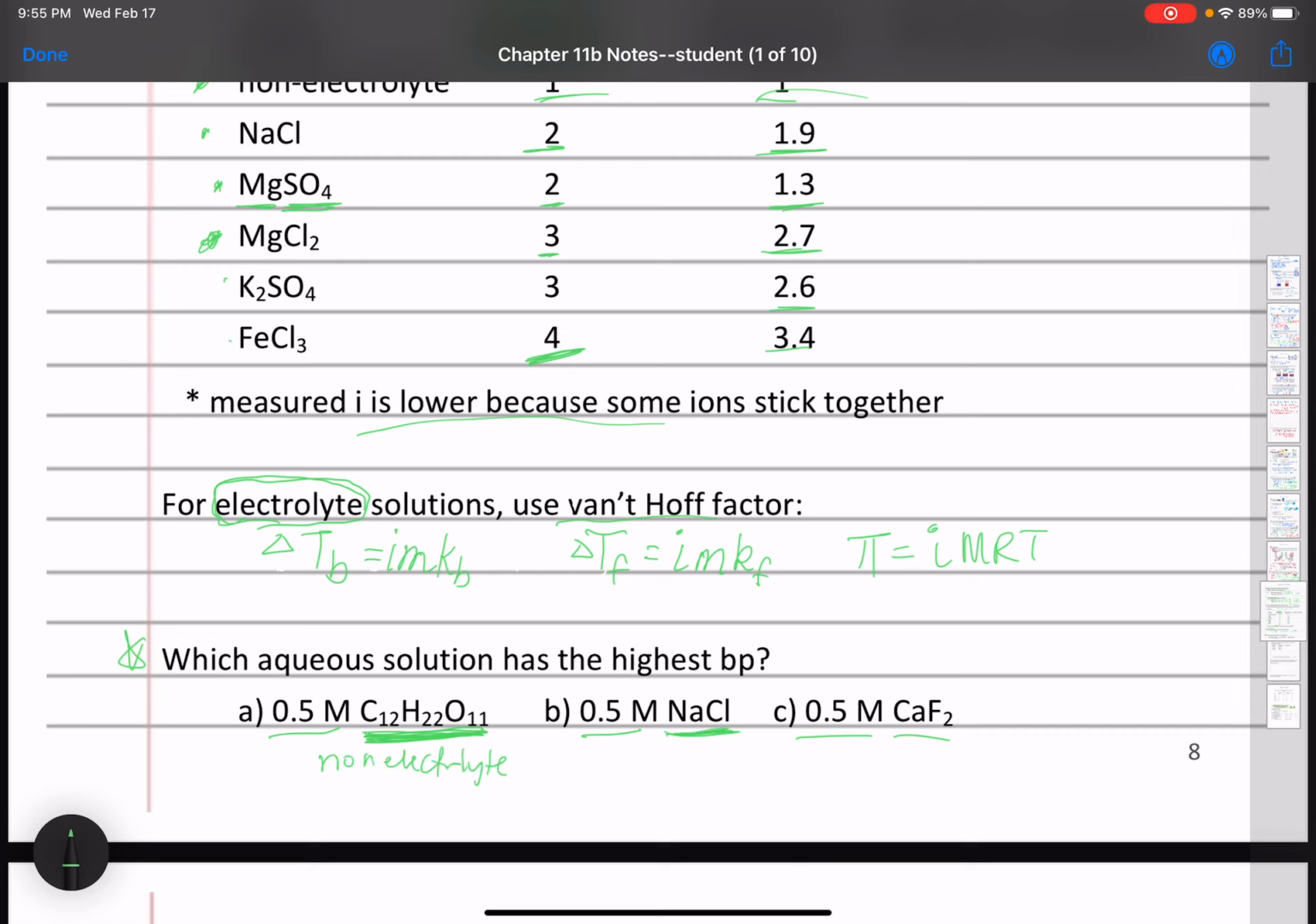This one is an ionic compound, and so is this one. Sodium chloride will dissociate into sodium and chloride ions, so two. And calcium fluoride will dissociate into calcium and two fluoride ions, so three particles. All right, so the highest boiling point is going to be the one with the most particles dissolved in solution. So that will be C, the calcium fluoride.